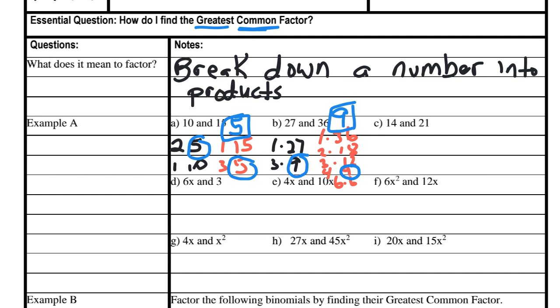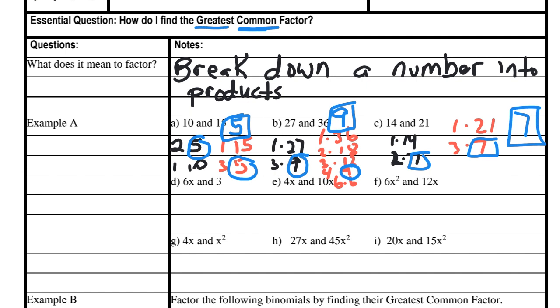Okay, let's try C. So break down 14. So 1 and 14, 2 and 7. Now let's do 21. 1 and 21, and 3 and 7. What number do they have in common? Well, a 1 and a 7, and which one's bigger? The 7. So the greatest common factor is 7.